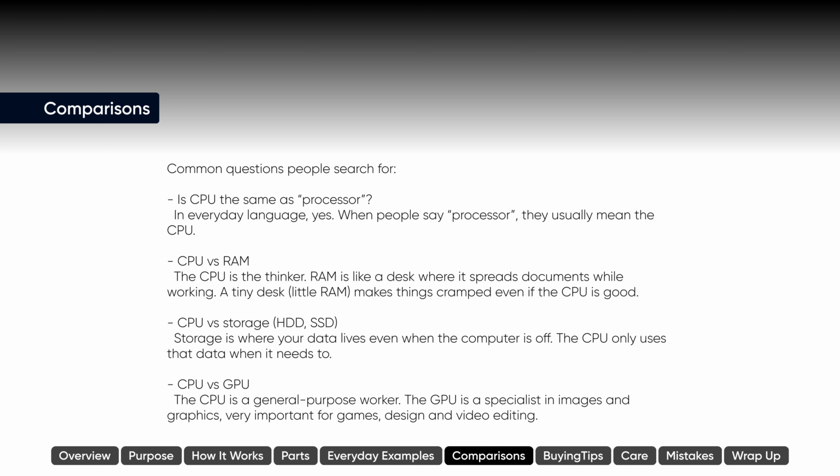CPU versus storage, HDD, SSD. Storage is where your data lives even when the computer is off. The CPU only uses that data when it needs to. CPU versus GPU. The CPU is a general-purpose worker. The GPU is a specialist in images and graphics, very important for games, design and video editing.